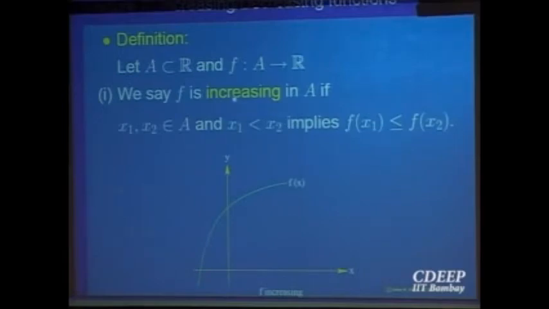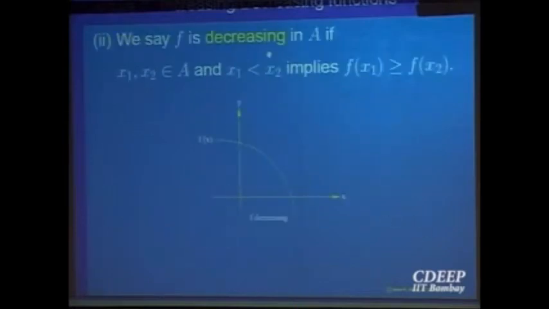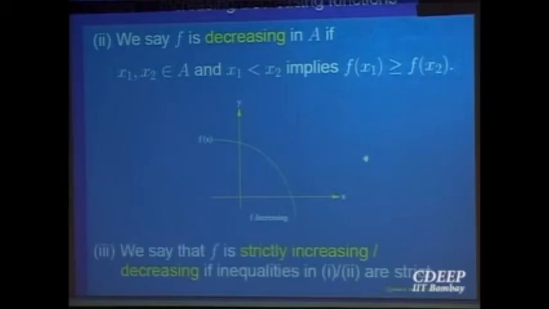If we say strictly increasing, then x1 less than x2 should imply f of x1 is strictly less than f of x2. And similarly decreasing, x1 less than x2 implies f of x1 is bigger than or equal to f of x2. The graph will be sloping down, it will be decreasing, it will be falling down. And similarly I say strictly increasing or strictly decreasing if these inequalities are strict.